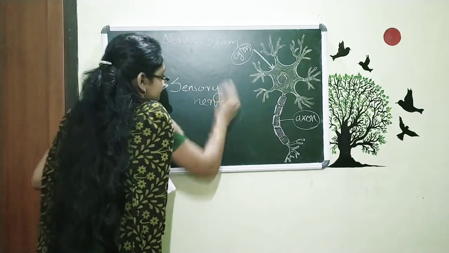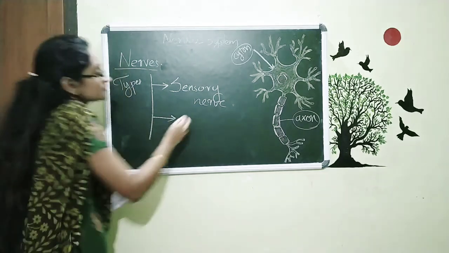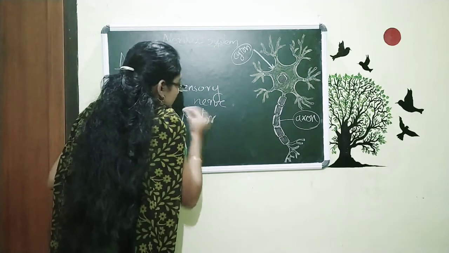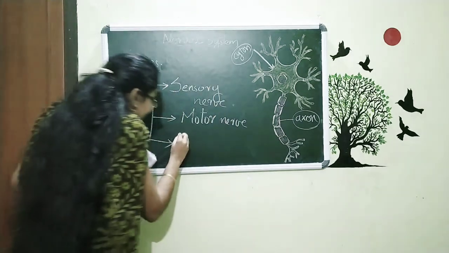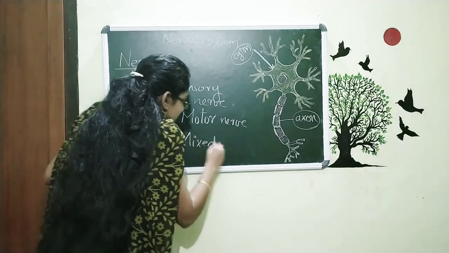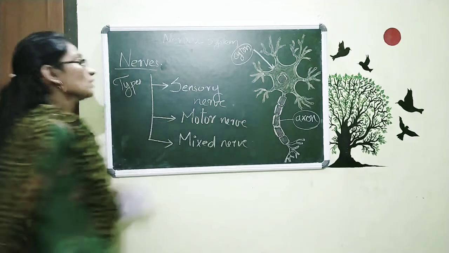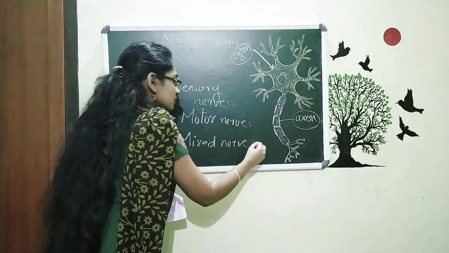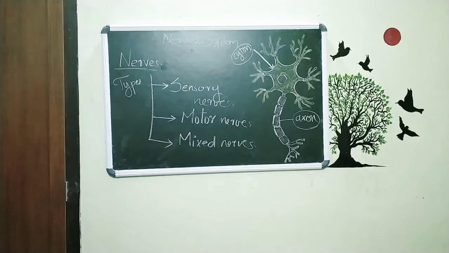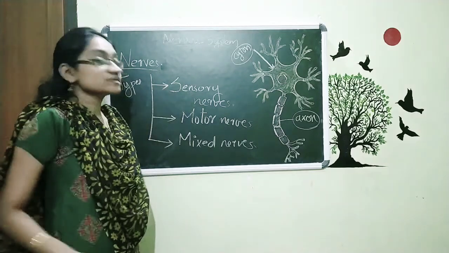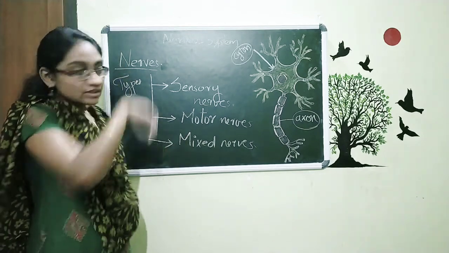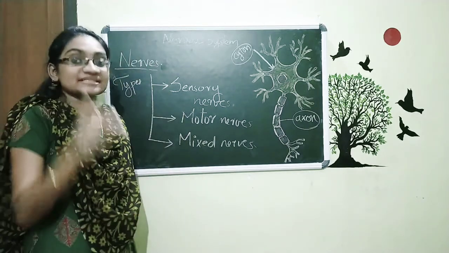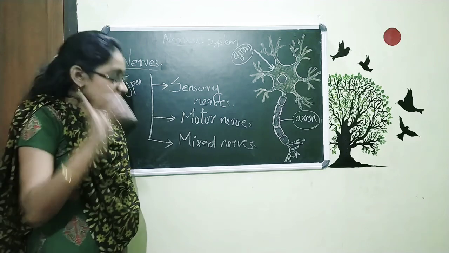Sensory nerve. The second one is motor nerve. And the third one is mixed nerve. So there are 3 types of nerves, and the first one is sensory nerve, the second one is motor nerve, and the third one is mixed nerve. You want to remember these names: sensory nerve, motor nerve, and mixed nerve.